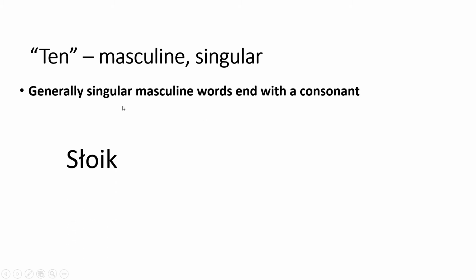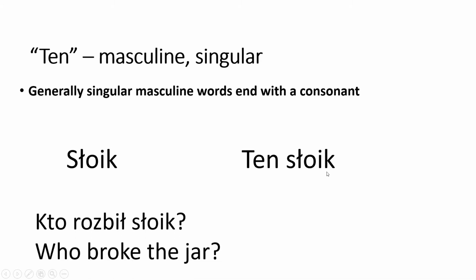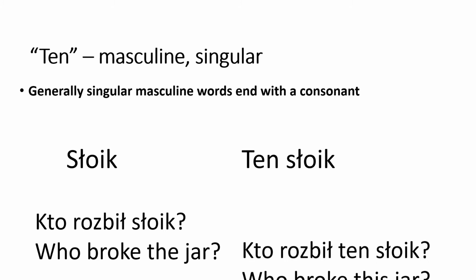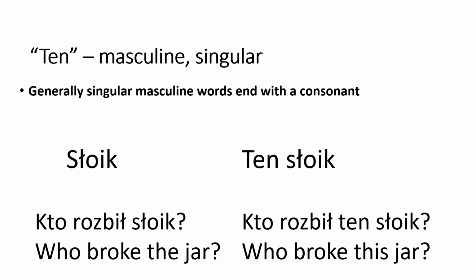Okay, so we have here the example słoik. Słoik means jar. This jar, ten słoik. Masculine. It ends with a consonant. Consonant means the letters that have no vowel sounds, in case someone doesn't know. Kto rozbił słoik? Who broke the jar? Kto rozbił ten słoik? Who broke this jar?